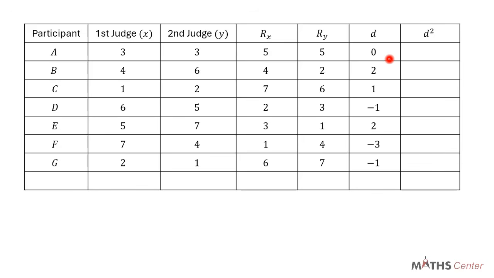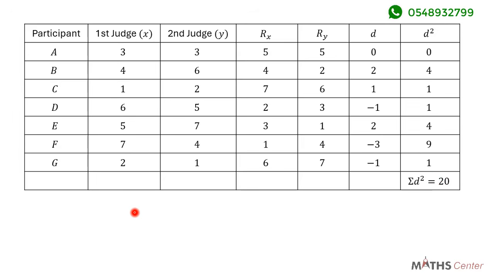Let's find D squared. 0 squared is 0. 2 squared is 4. 1 squared is 1. Negative 1 squared is 1. 2 squared is 4. Negative 3 squared is 9. And negative 1 squared is 1. We will need sigma D squared. So we will add all the D squared values together, and that gives us 20.